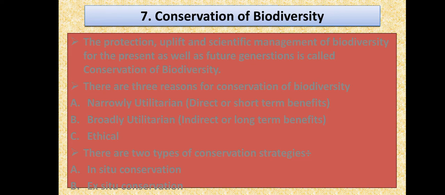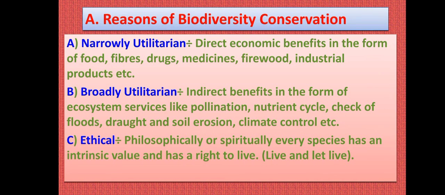First of all, the reasons for conservation of biodiversity. Narrowly utilitarian: direct economic benefits in the form of food, fibers, drugs, medicine, firewood, industrial products, etc. To get direct economic benefits, we have to conserve biodiversity. And for broadly utilitarian, there is a need of biodiversity conservation because this gives us indirect benefit in the form of ecosystem services like pollination, nutrient cycling, check of floods, drought and soil erosion, climate control, etc.